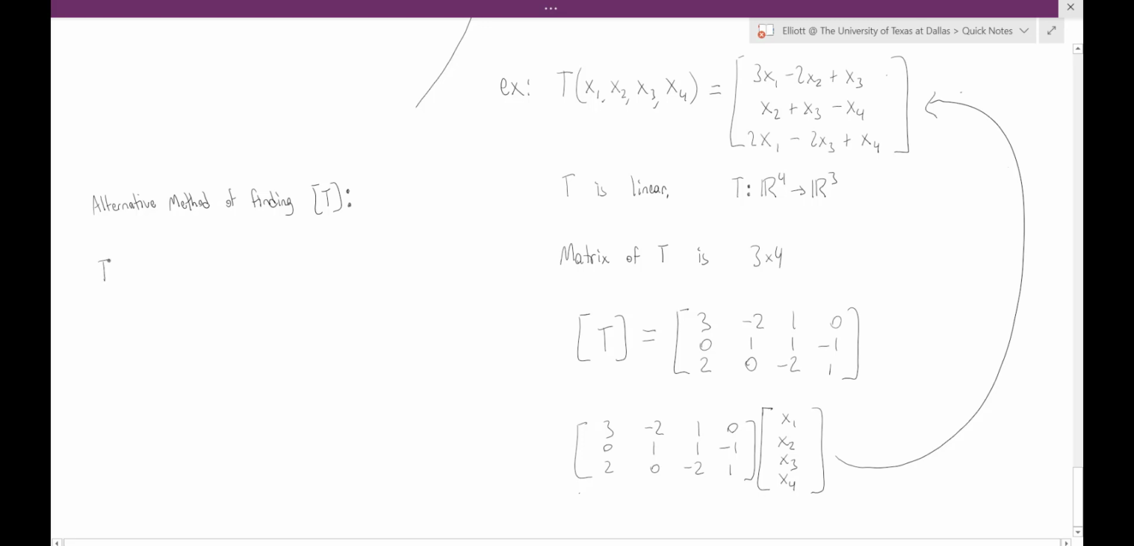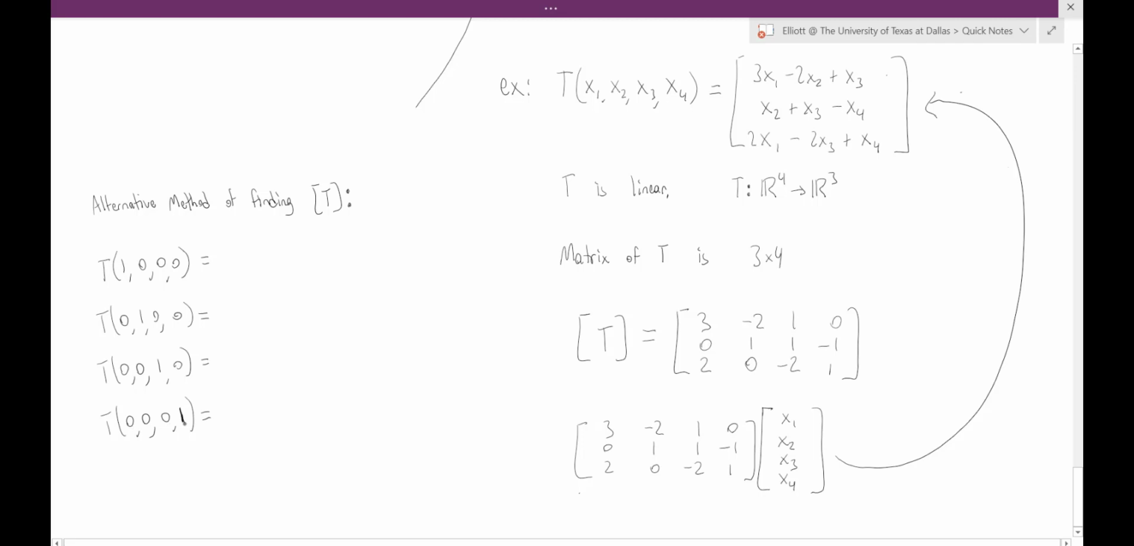Okay, so if you apply the transformation to the vectors 1, 0, 0, 0, 0, 1, 0, 0, 0, 0, 1, 0, and 0, 0, 0, 1. Okay, so you can see how these work. You have 1 in one entry and zeros everywhere else.